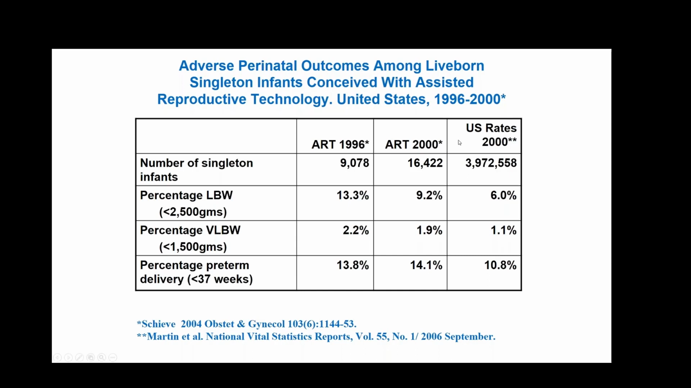So the national U.S. data are here. ART in 1996 and 2000 are shown here. While the overall percentage of low and very low birth weight is still not particularly high, the percentage in both 1996 and 2000 was significantly higher than that in the general population. So low birth weight compared to U.S. rates, very low birth weight compared to U.S. rates. And preterm birth was also elevated.